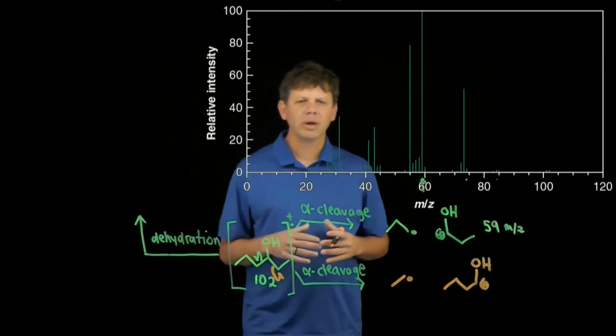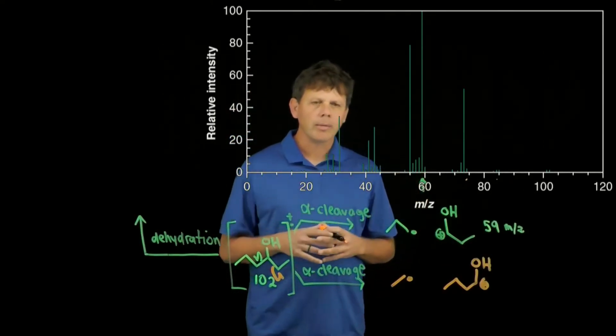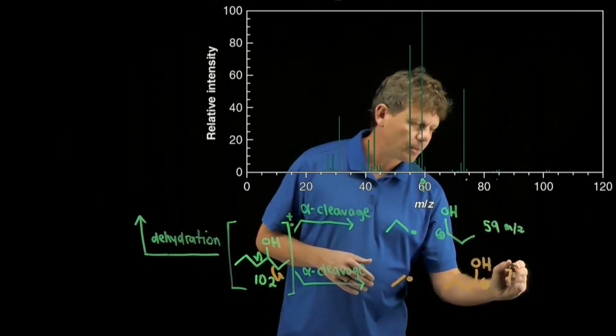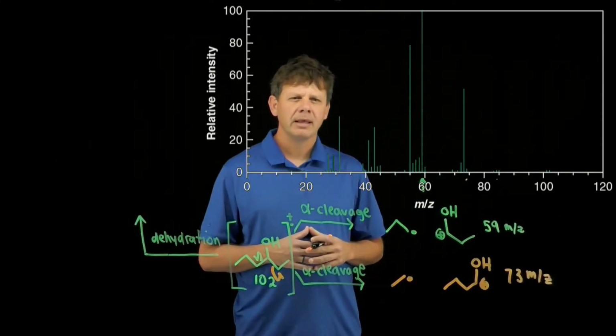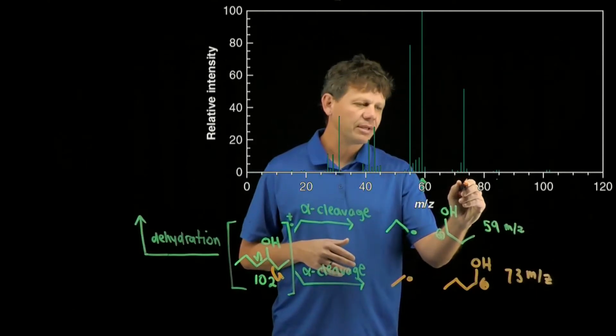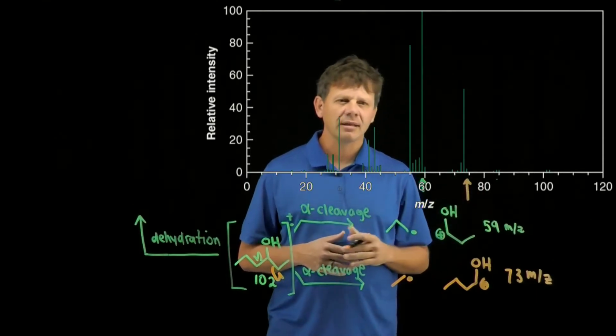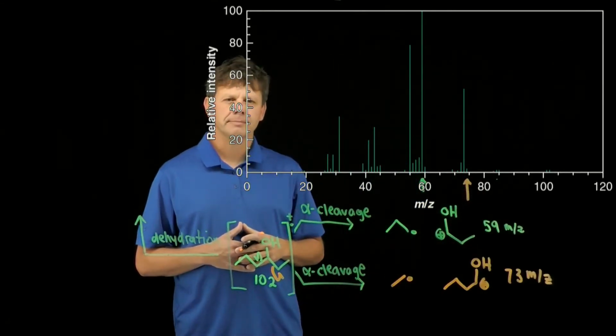This carbocation can once again be stabilized by resonance. What matters to us is that it's going to show up with a mass to charge ratio of 73. And we can see if we look around 73, there is in fact a peak at that position.